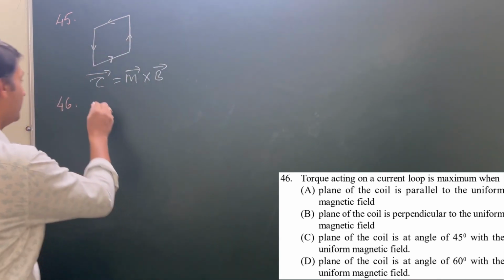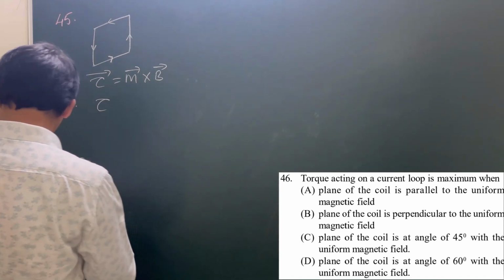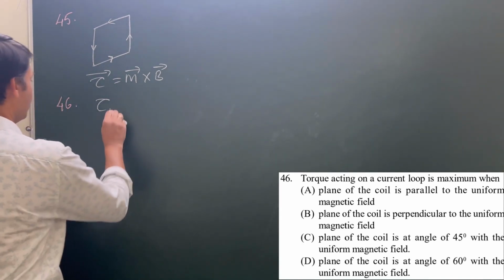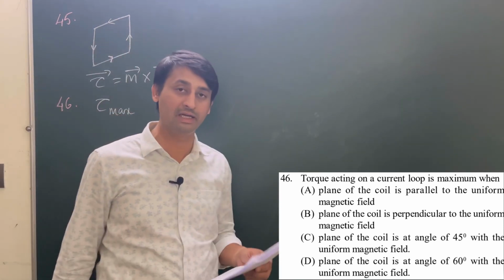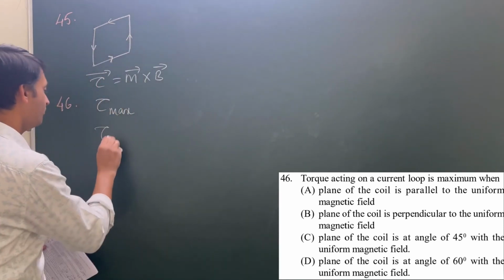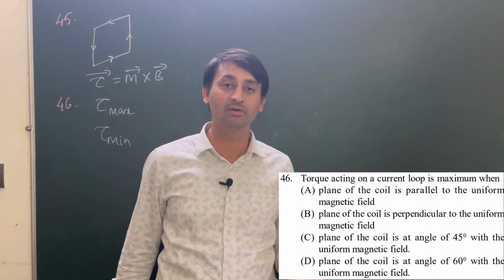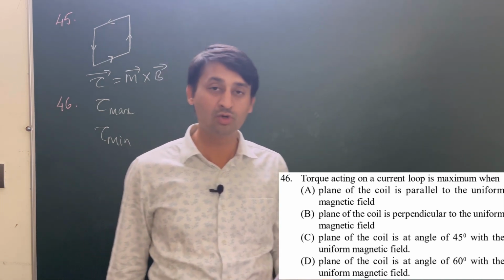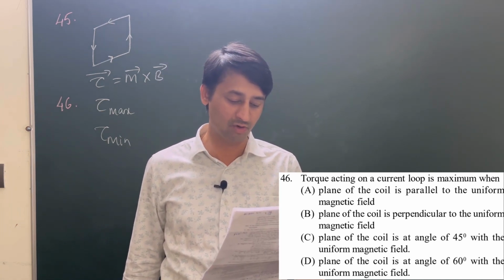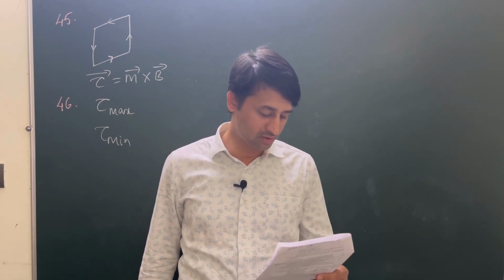If both are parallel, what happens to the tau value? Tau value will be maximum. Tau is maximum when the plane of the coil is parallel to the magnetic field, and tau is minimum when the plane of the coil is perpendicular to the uniform magnetic field. Here they have asked for maximum. So option A is the correct answer. Plane of the coil is parallel to the magnetic field. Next, question number 47.